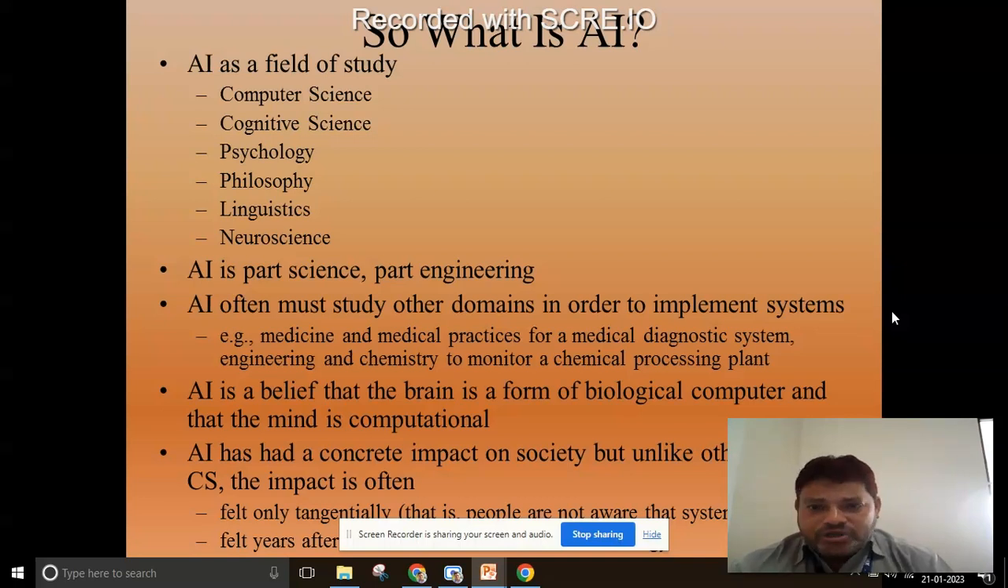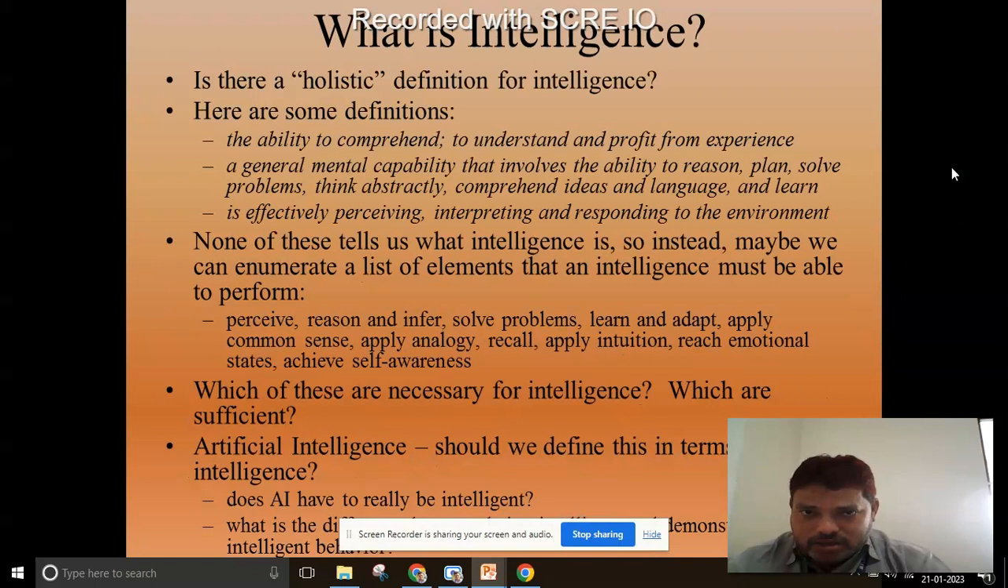Then linguistics, which is the field that deals with language: how language should be processed, how language should be understood, and all those things. The last field is neuroscience, which tells about how our brain works, how data is stored in the brain, and how the data is processed. So by having all these subdomains, we are able to develop an AI. There are many definitions, as we have just discussed here.